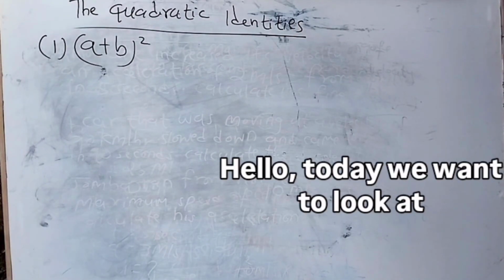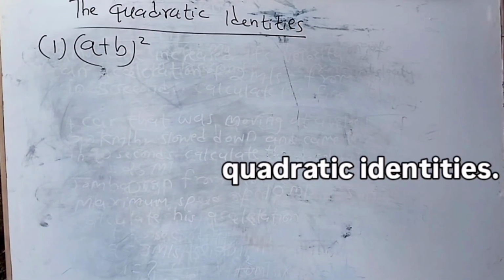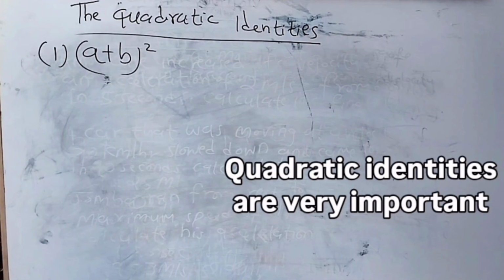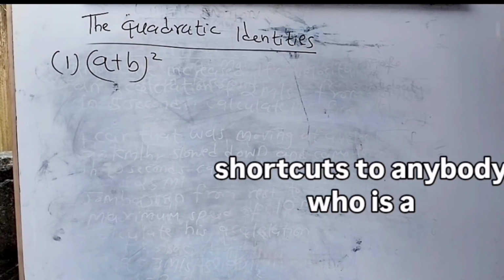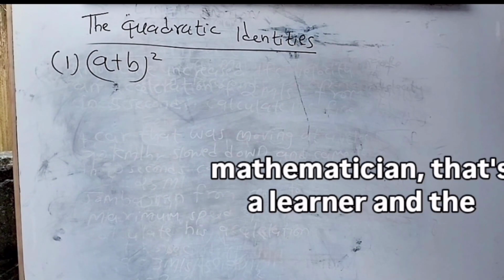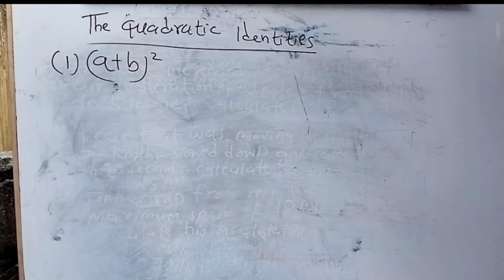Hello, today we want to look at quadratic identities. Quadratic identities are very important shortcuts to anybody who is a mathematician, a learner, or a teacher.